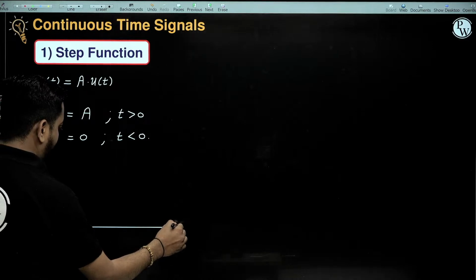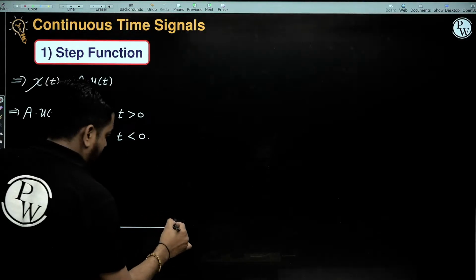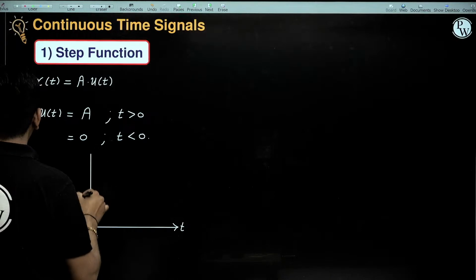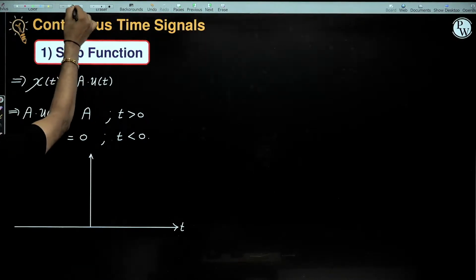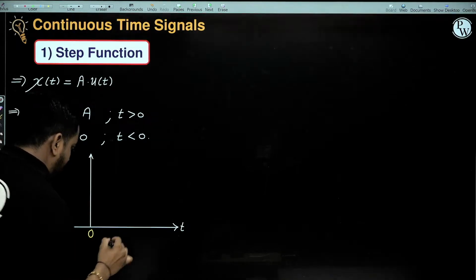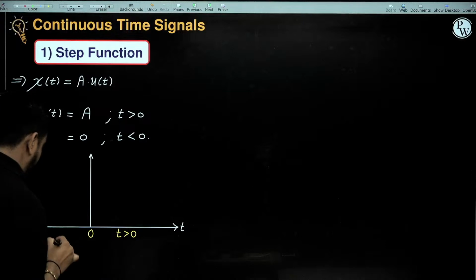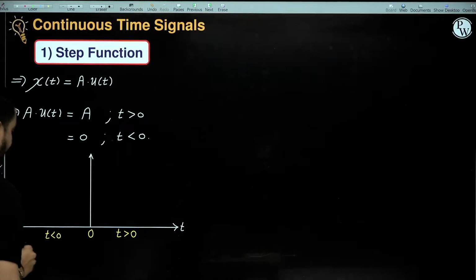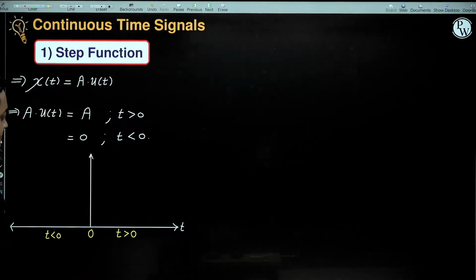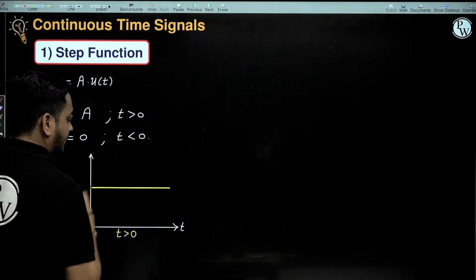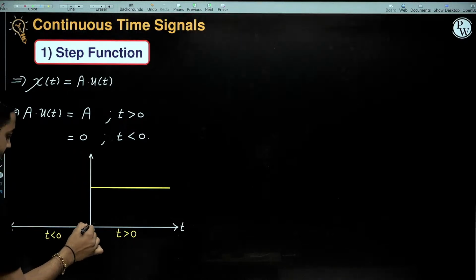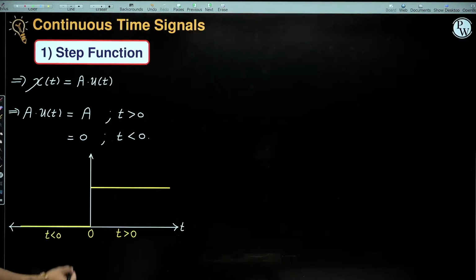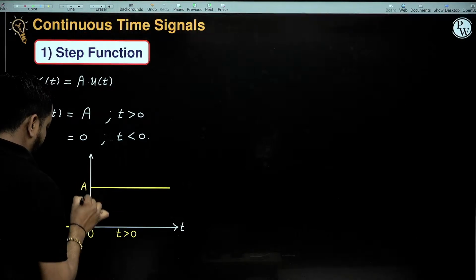Now how it looks graphically, guys. Let us write graphically. So this is origin, t equal to 0. This is for t greater than 0, positive value of time, and this is t less than 0, that is negative value of time. For t greater than 0, amplitude is constant A, and for t less than 0, amplitude is 0. So you can see, guys, here at t equal to 0, there is a sudden change in amplitude from 0 to A.